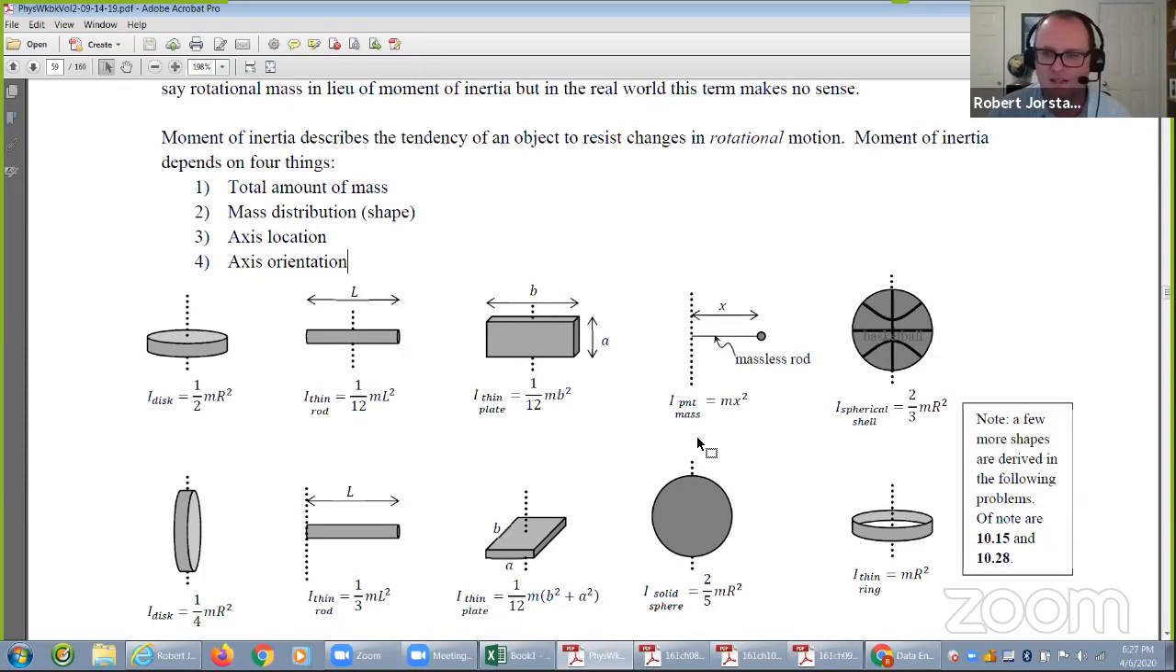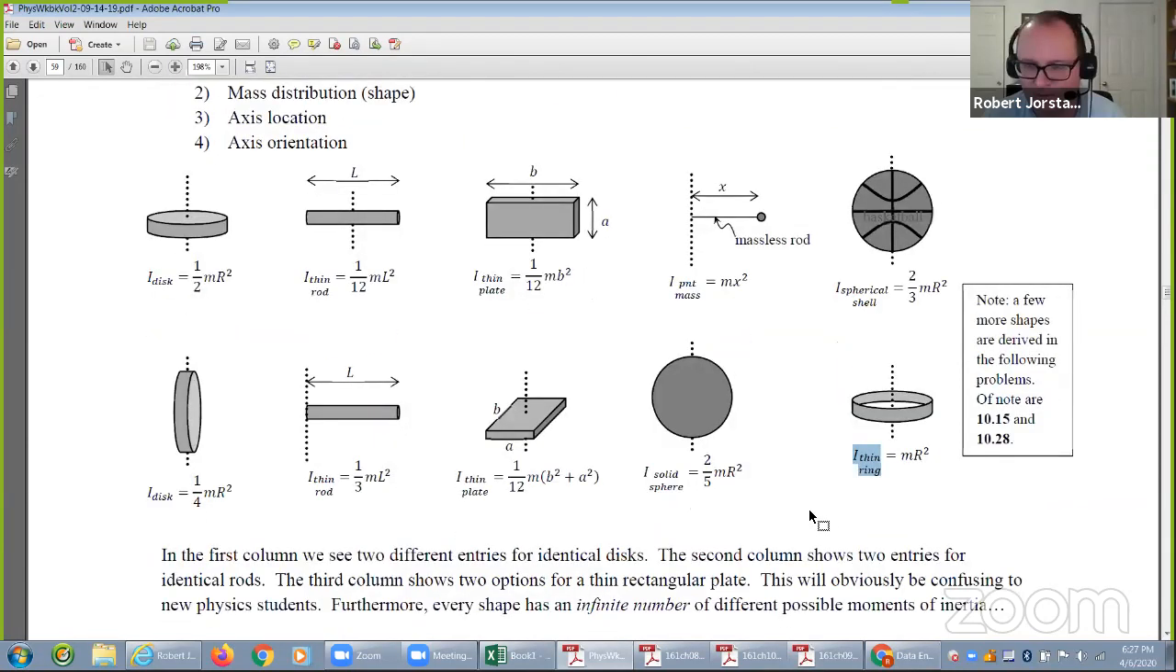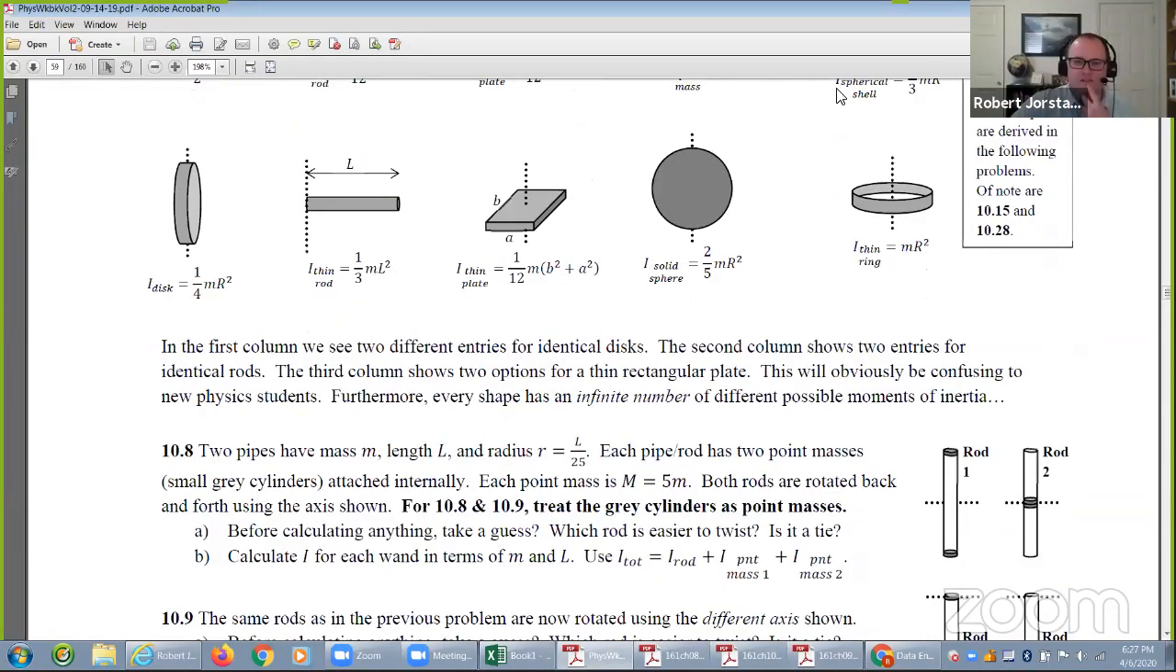And yes, you get this table and a couple extra. I forget which 2 extra I threw in there. I think it's the thick ring. So you can see here I have a thin ring. I think I throw in the thick ring too. All right. So watch out for that one. Good question in the chat here. That's correct.